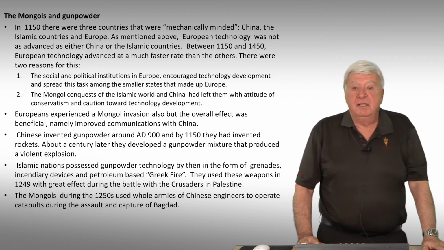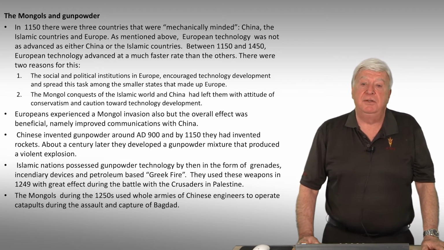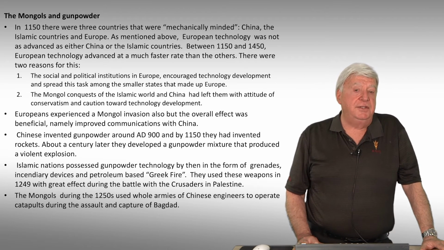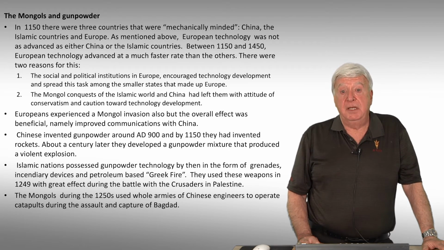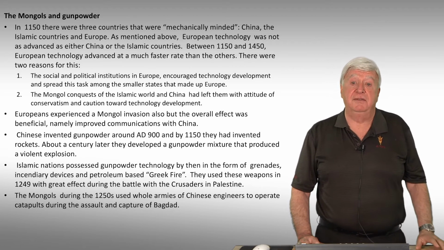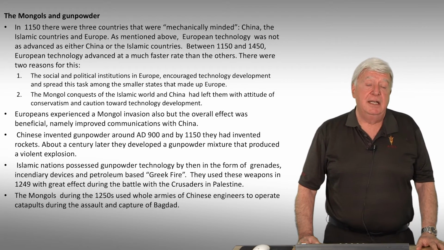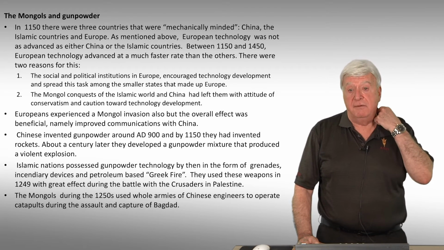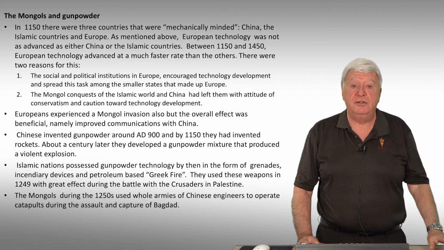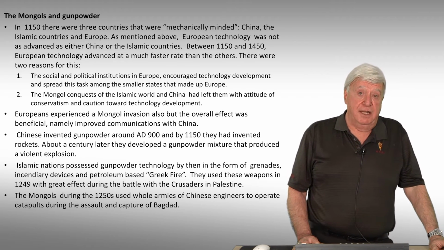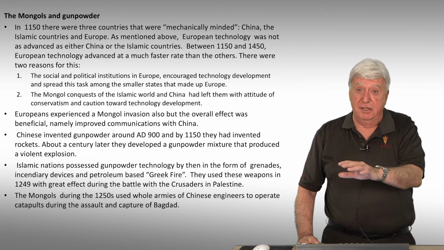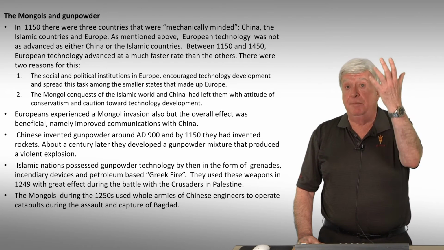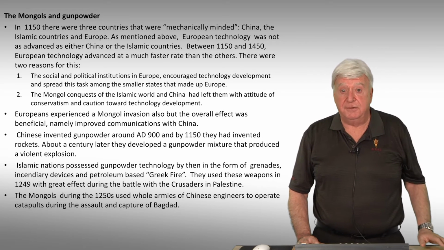The social and political institutions in Europe encouraged technology development and spread this task among the smaller states that made up Europe. The Mongol conquest of the Islamic world and China had left them with an attitude of conservatism and caution towards technology development. So the Mongol conquest slowed their technology development at a time when Europeans were accelerating theirs.